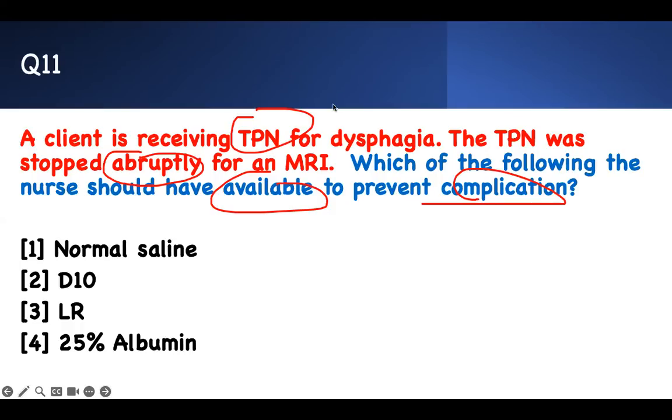It's a combination. You see, I'm making a sentence. If you're on TPN, we stop it abruptly. What should I give you? Not normal saline, not LR, not albumin. Albumin is for somebody with ascites. LR and normal saline are for resuscitation. Thus, it is D10. You need to give them glucose so that they don't get into trouble. So that's the right medication. Number 2.